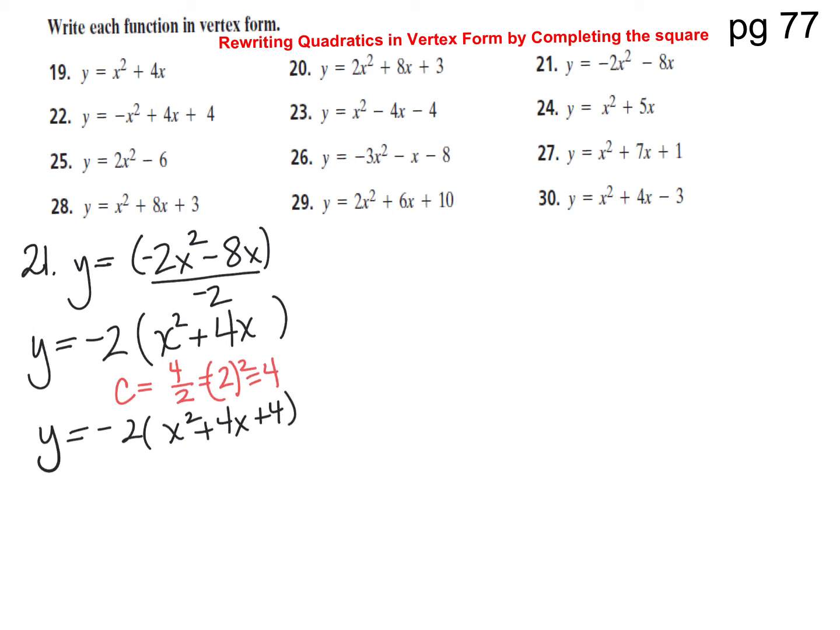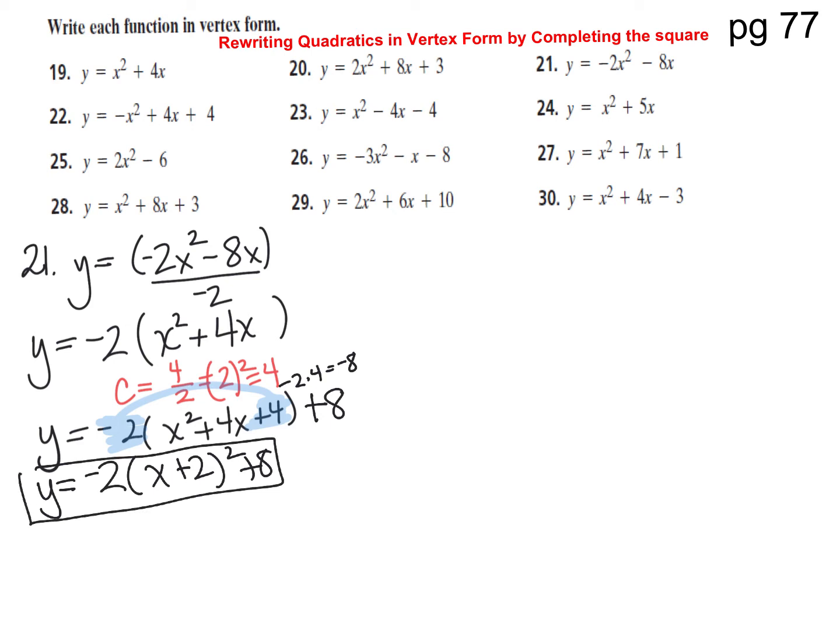Next thing I should do is multiply the number outside by what I added in the parentheses. Negative 2 times 4 is negative 8. So I've really subtracted 8. Now what do I do to balance this out? Then I would add 8 to balance that equation. So y would equal negative 2 times the quantity x plus 2 squared plus 8.